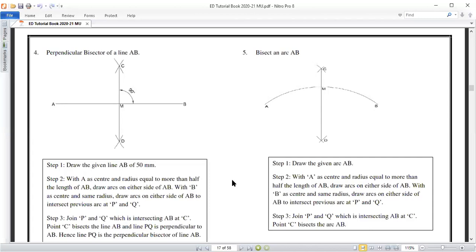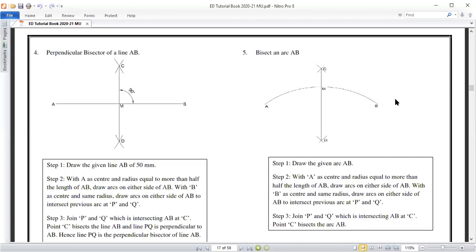Now join these points C and D. This is the bisection of the arc. So these are the two tasks we have to do: bisection of a line and bisection of the arc.